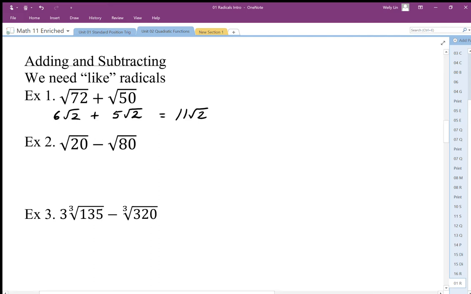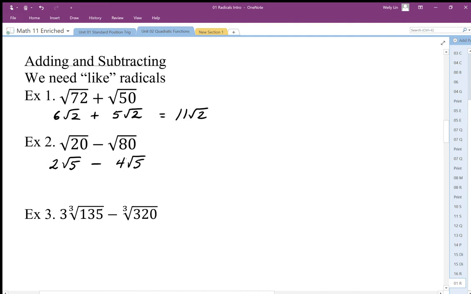Here we have to simplify this. So 20 has a perfect square factor of 4. So we factor that out. Square root 4 is 2. And we're left with 5 in the radical portion. Here we have a perfect square of 16. So we factor that out and square root, we end up with 4. And we're left with 5 in the radical part.